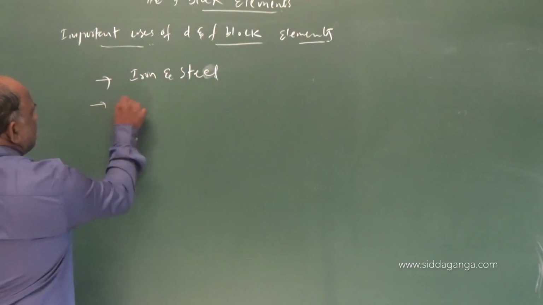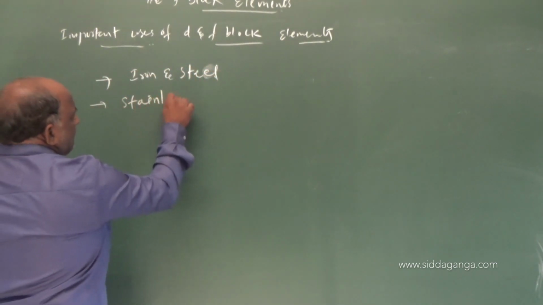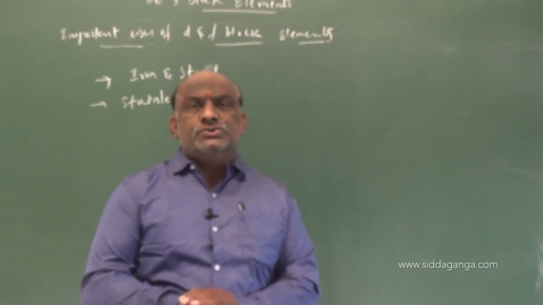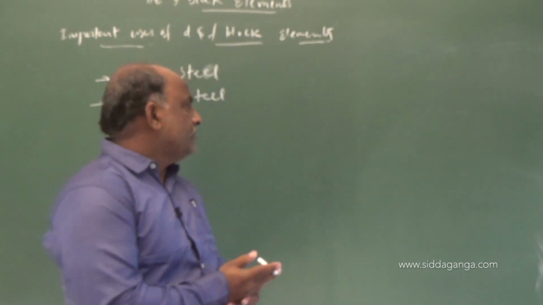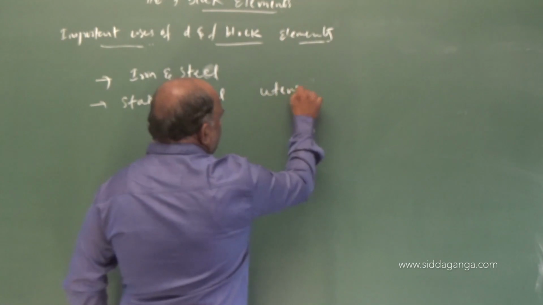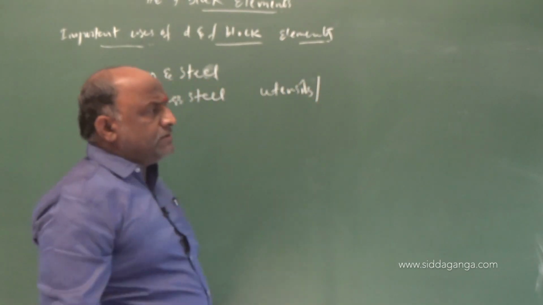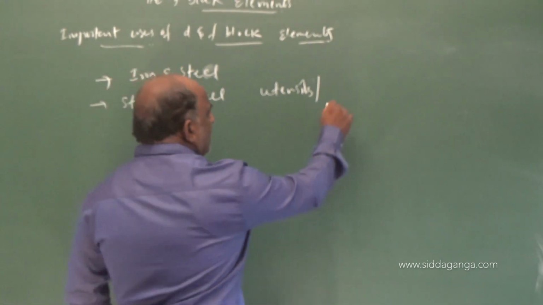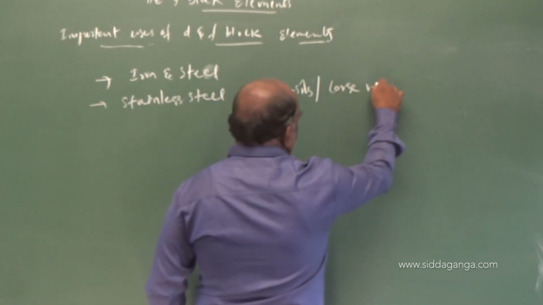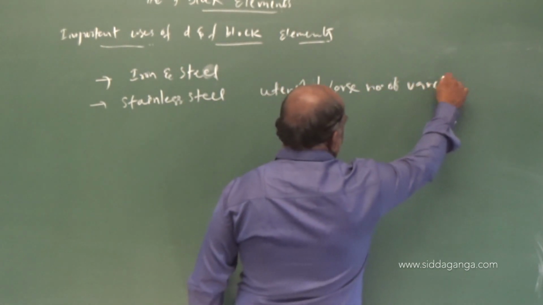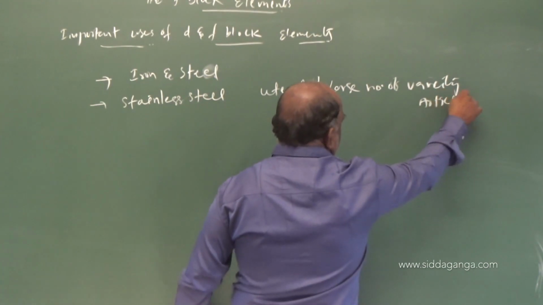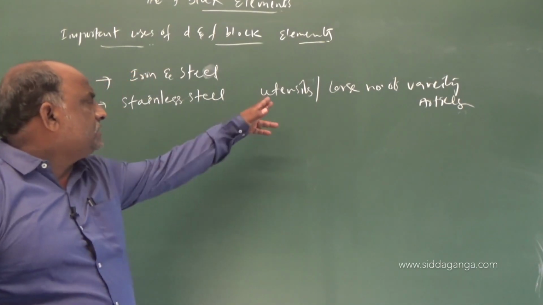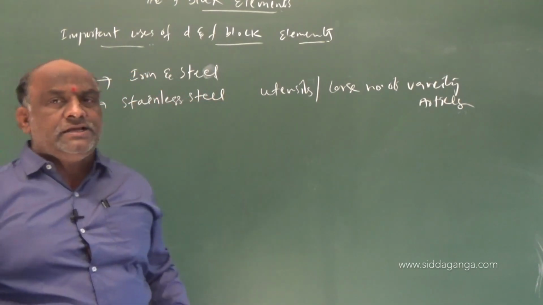And the second one is stainless steel. Stainless steel is used for making utensils and a large number of variety articles. A large number of variety articles and utensils we can prepare from stainless steel.